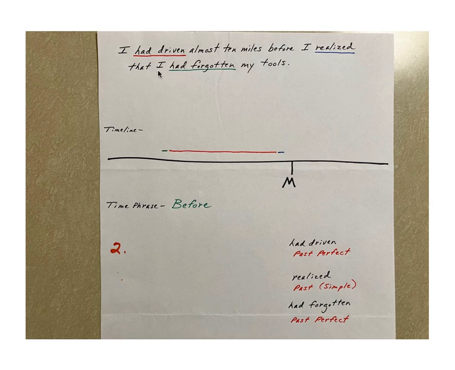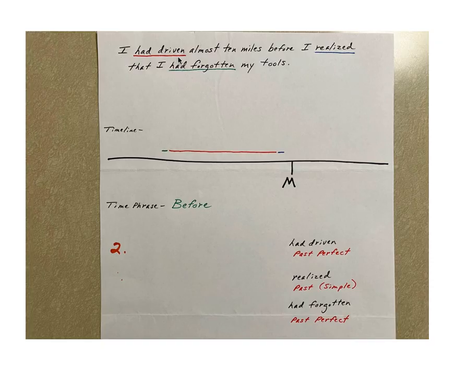Then you say, I had forgotten my tools. So the forgetting, that's the green line, is right here. The forgetting happened before the driving and before the realization. So your time phrase, your little helpful hint, would be before the moment of speech, okay?